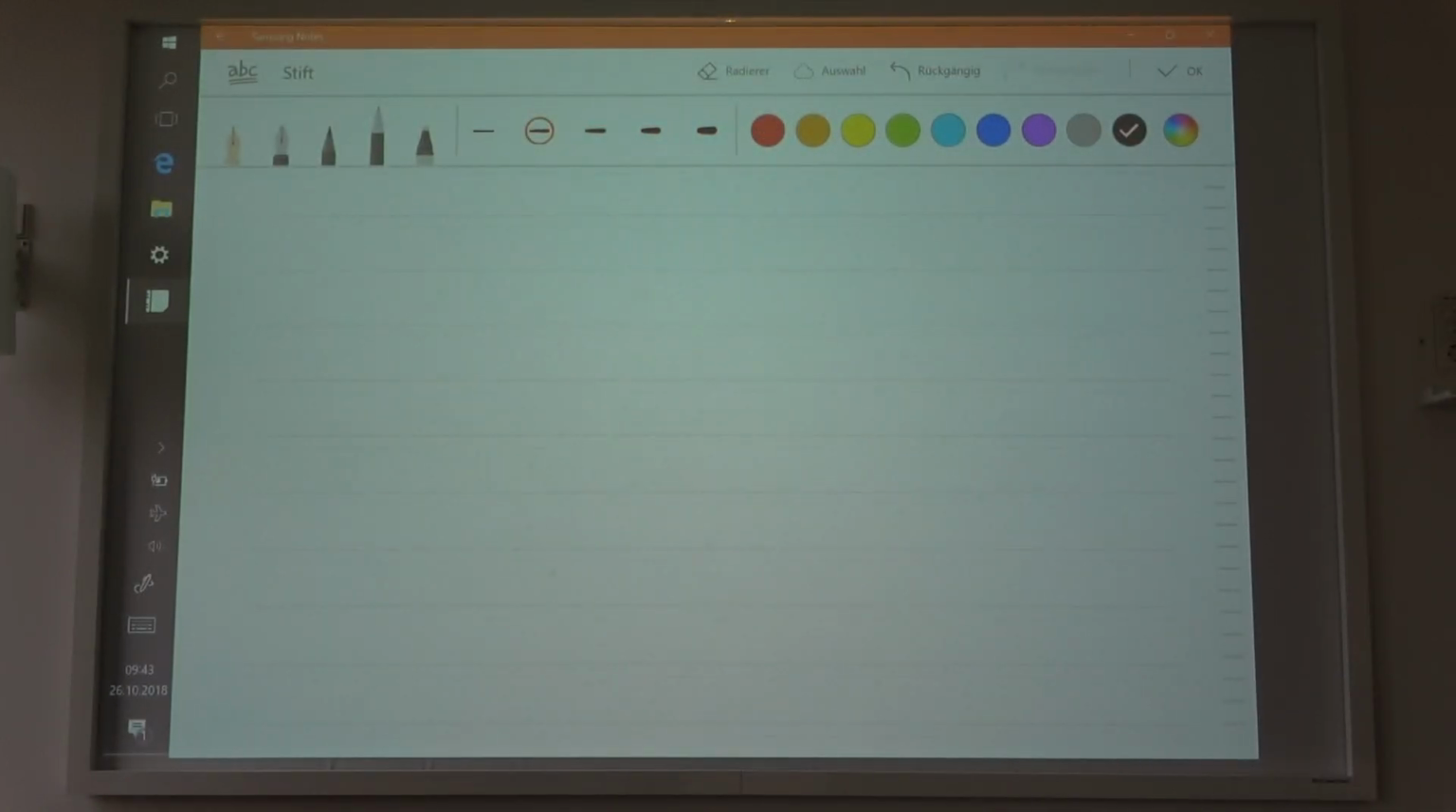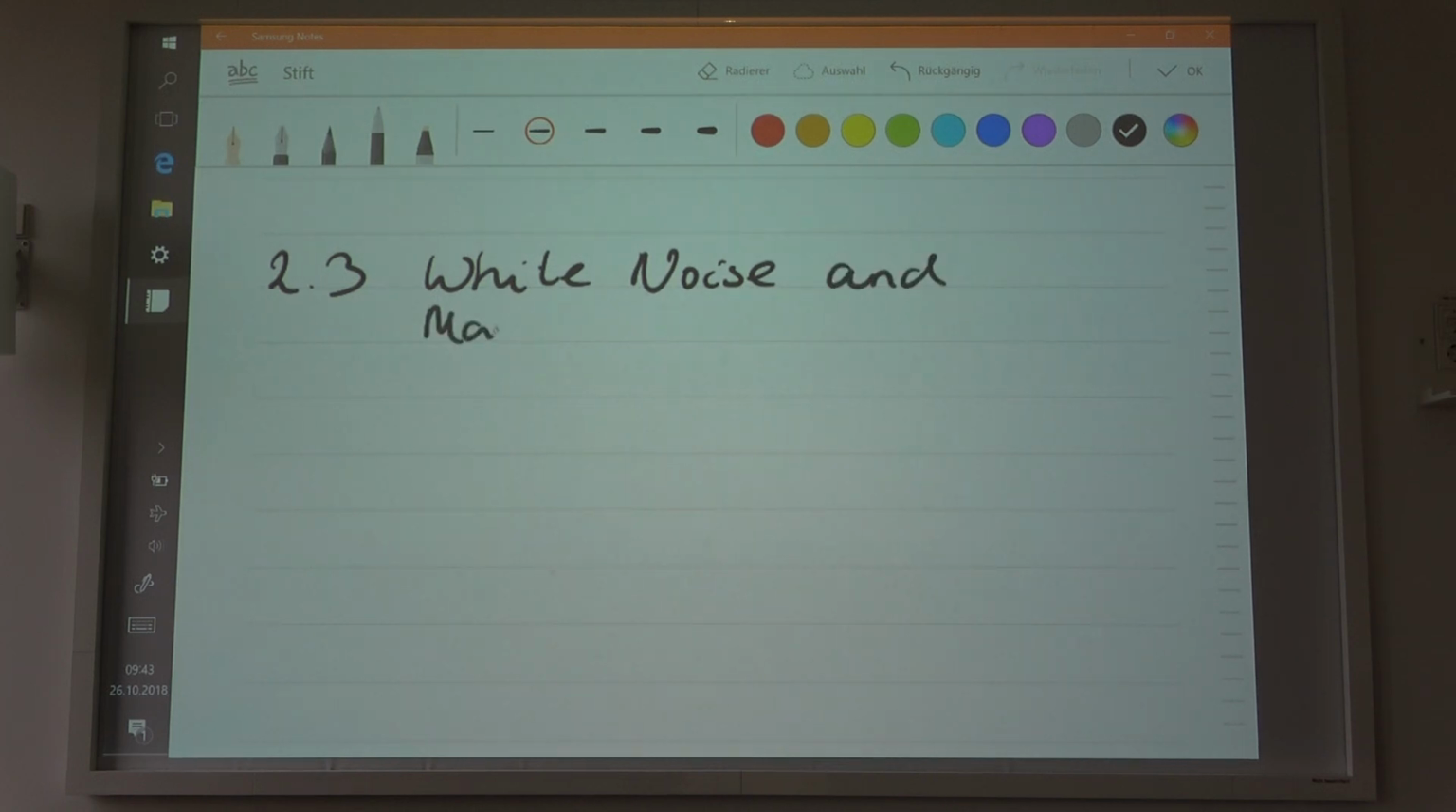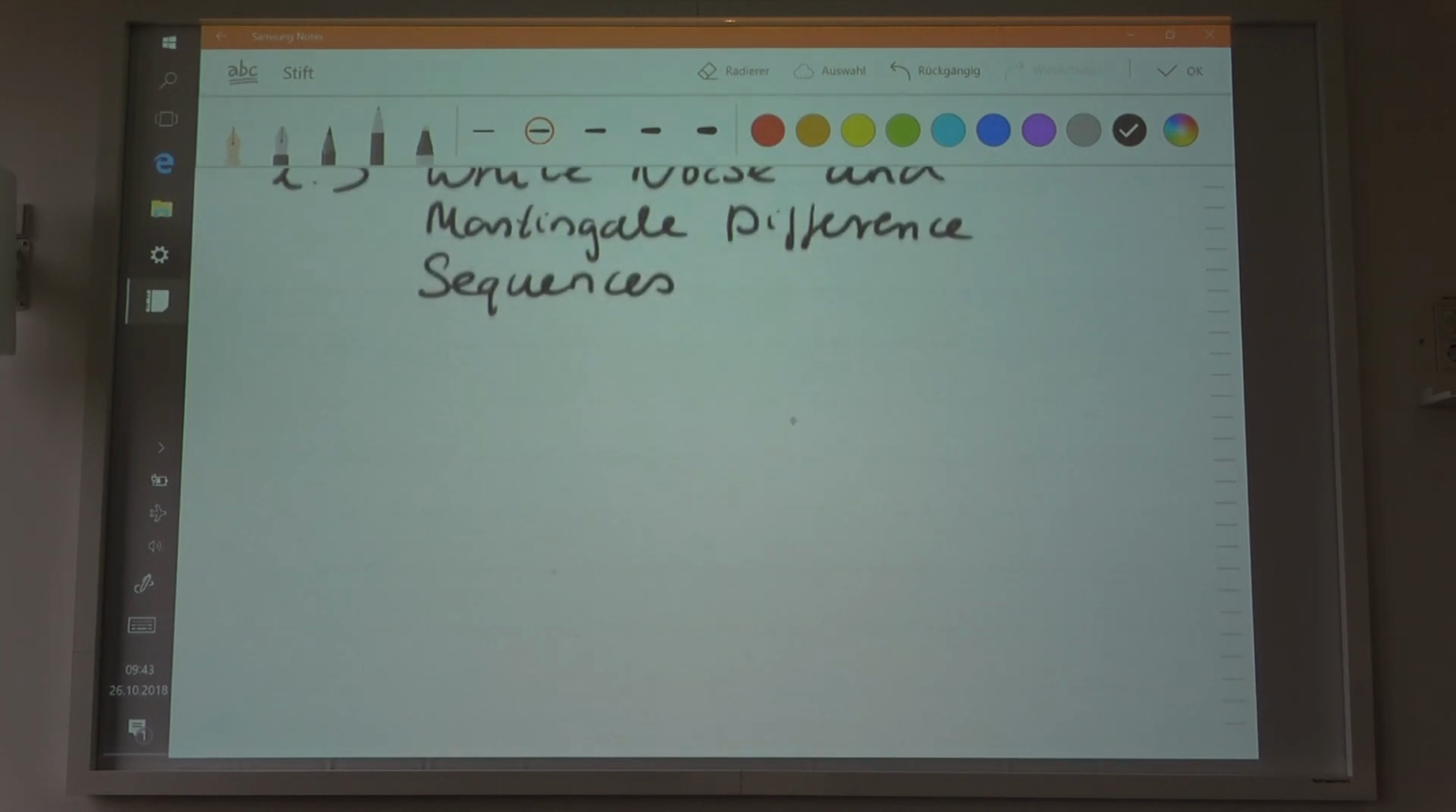Now the next one is the final chapter, the final subject from this section. So here you have the white noise processes. Okay, so what is a white noise? You just call it white noise, or you can say white noise process, and martingale difference sequences. Now these are a special type of process.